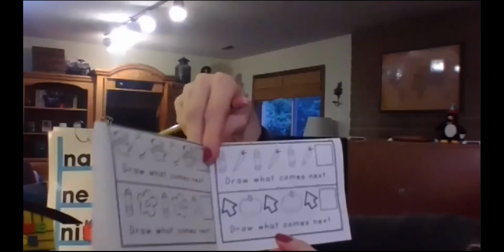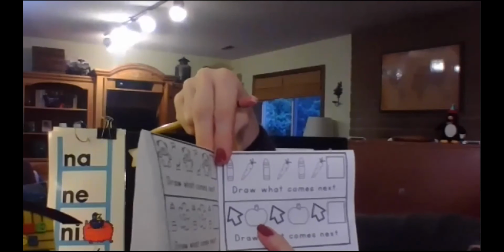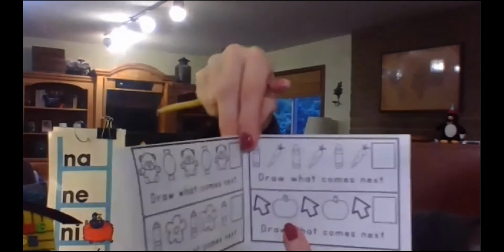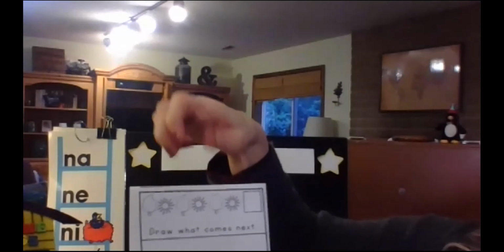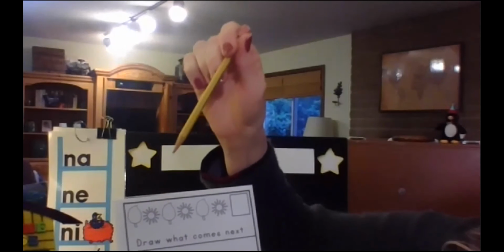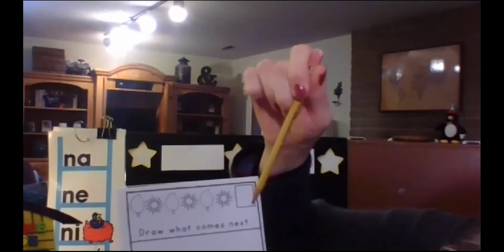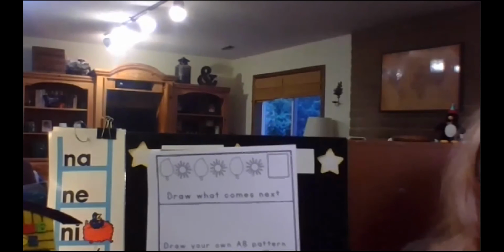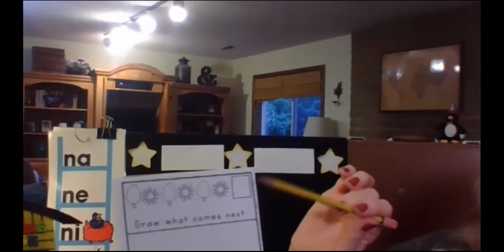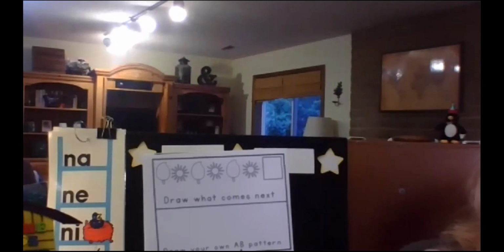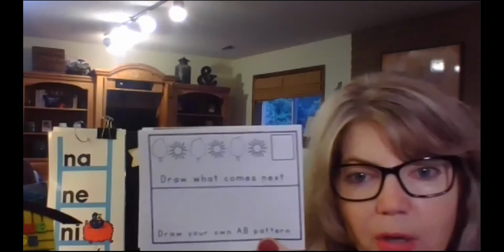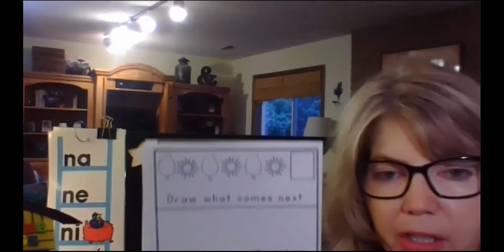You would do the same thing for this one with the arrows and the apple. That could be an apple or a pumpkin, whatever you want to color it like. And then on the last page, we have a leaf and a sunshine. The missing piece of the pattern right there for you to extend it. Keep it going. And then at the very last section, it says draw your own AB pattern. So I would love to see what kind of a pattern you draw.